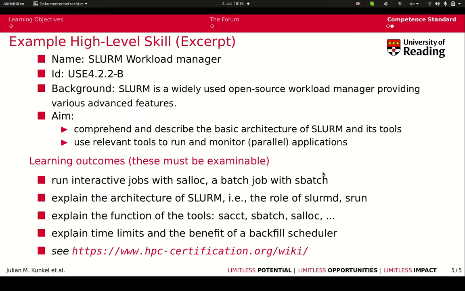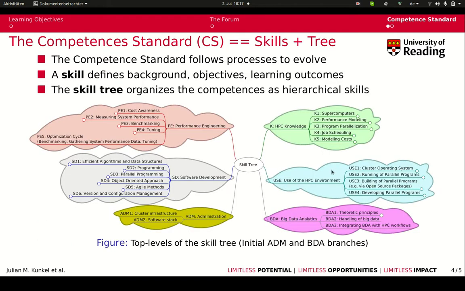Here is an example of a high-level skill, shortened, that illustrates the concept. So we naturally distinguish between skills that you find on the leaf level, and these are very practical skills that don't need to be refined further, and very coarse-grained skills, such as, for example, the skill to use the HPC environment. This is an inner node of this tree and rather coarse-grained.